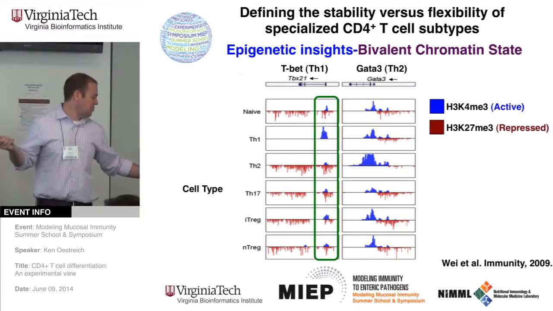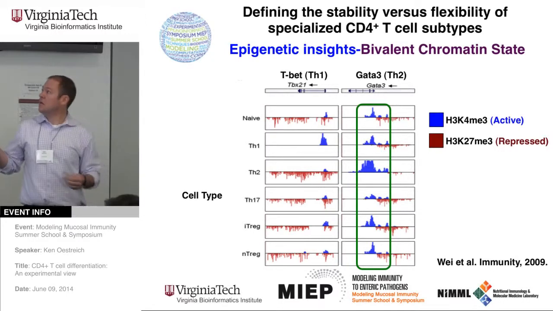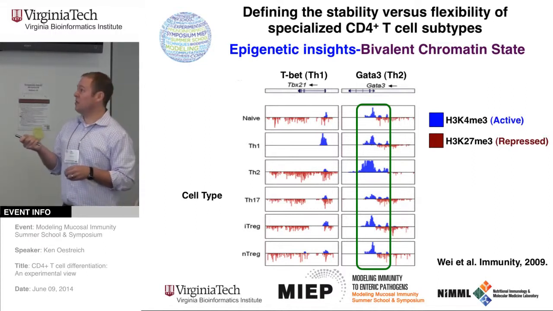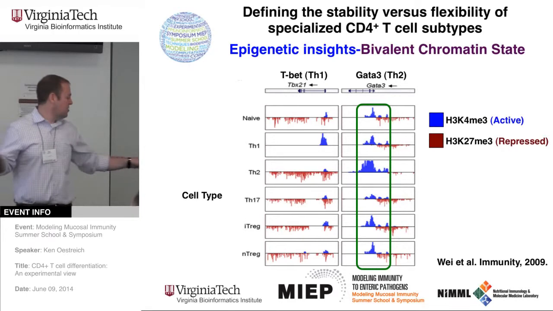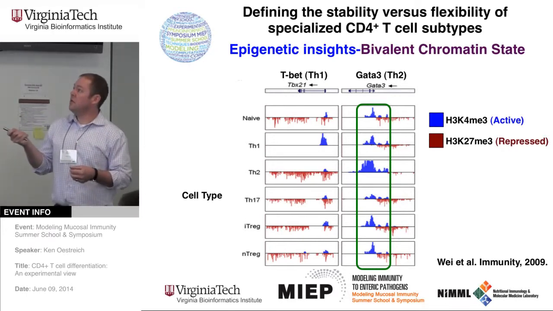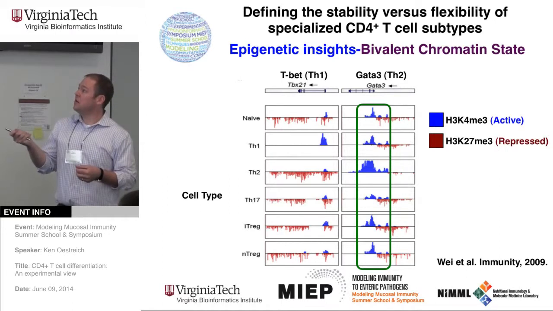If we look at the GATA3 locus, in all these cell types, again, you can see this bivalent chromatin structure where you have both H3K4 trimethylation as well as the H3K27 trimethylation. So what this indicated to researchers was that, in fact, you could potentially have flexibility between the Th1 and Th2 cell type because that locus remained in that bivalent chromatin state.